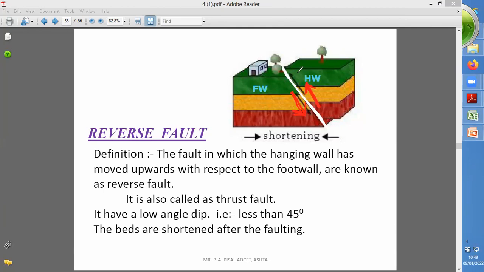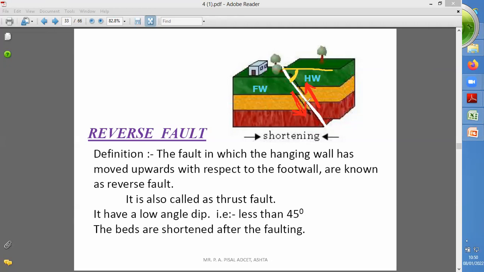And when you look at this angle, which is made by the fault plane with the horizontal layers, this angle is always less than 45 degrees, as compared to the normal fault. In the normal fault, it is greater than 45 degrees. Here in the reverse fault, it is less than 45 degrees. Now, the beds are shortened after the faulting.